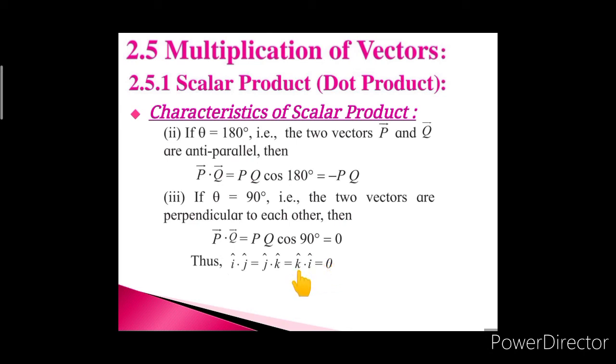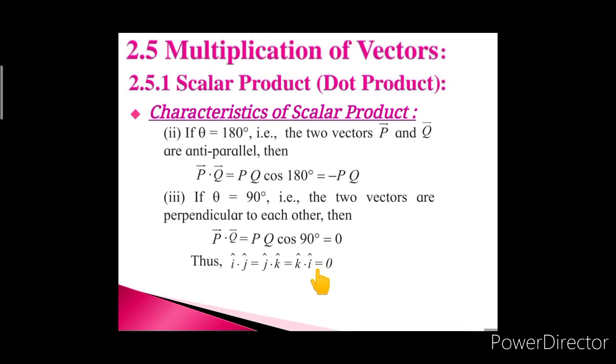That is why j cap dot k cap is also 0. And also, unit vector k and unit vector i, their product will give the result as 0, as k cap is the unit vector along the z axis and i cap is the unit vector along the x axis, and the z axis and x axis are perpendicular to each other, making an angle of 90 degrees. That is why the product of i cap and k cap is also 0. So, we can write i cap dot j cap is equal to j cap dot k cap is equal to k cap dot i cap is equal to 0.